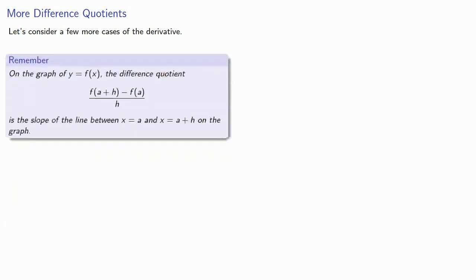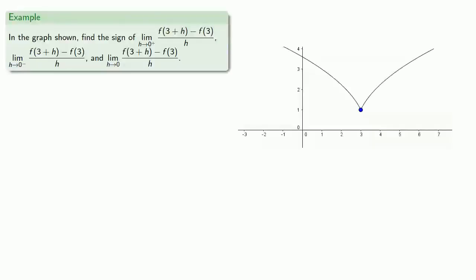So let's consider a few more cases of the derivative. It's helpful to remember that on the graph of y equals f of x, the difference quotient is going to be the slope of the line between x equals a and x equals a plus h on the graph. So let's see if we can find the limit as h goes to 0 from above of the difference quotient, as h goes to 0 from below of the difference quotient, and then the limit as h goes to 0.